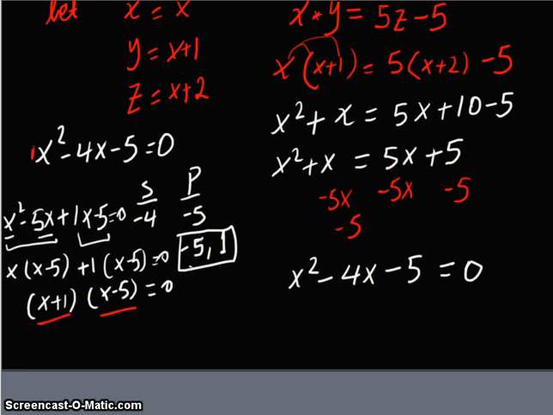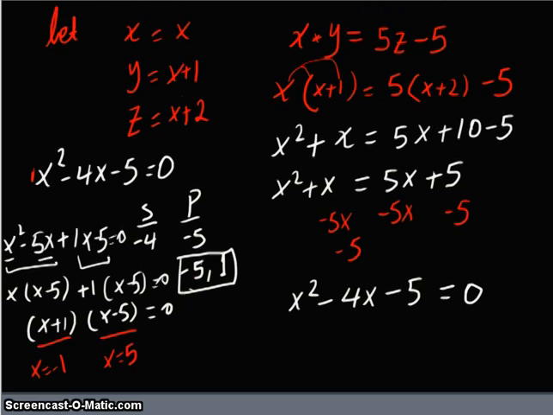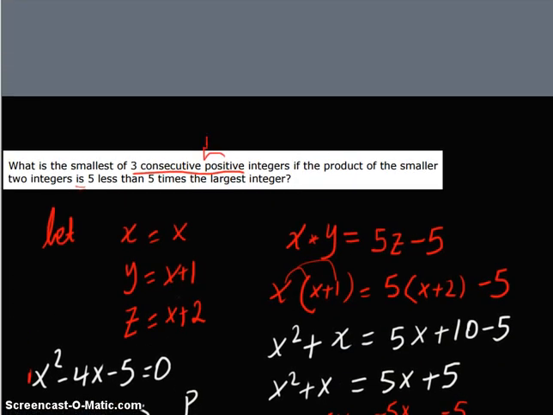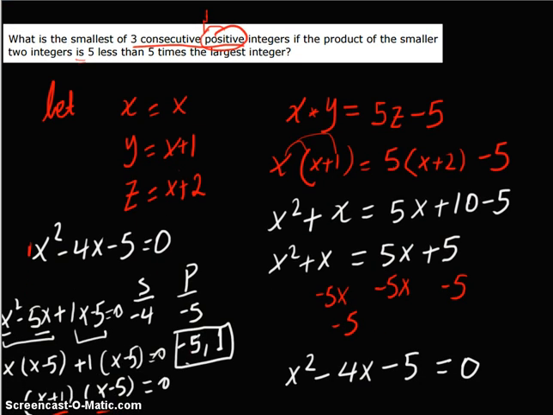Now the next key thing is what makes this equal to 0. In this case, x has to be negative 1, and in this case, x has to be 5. As you can see from the original problem, the integers must be positive, so negative 1 is not the correct answer. So the first integer should be 5. If the first integer is 5, then the second integer is going to be 6, and the third integer is going to be 7. So based on this, the question is, what is the smallest? The smallest integer is 5. So the answer for this question is 5. And this completes this problem.